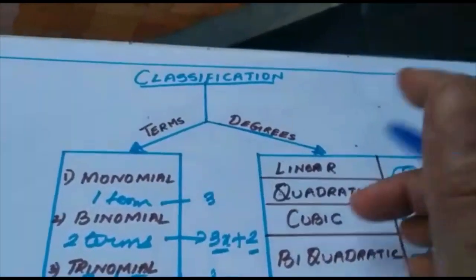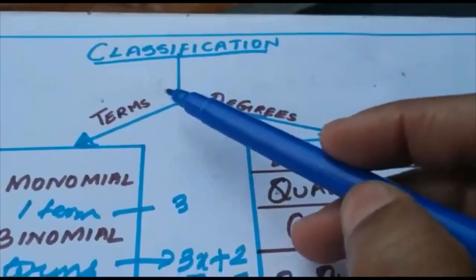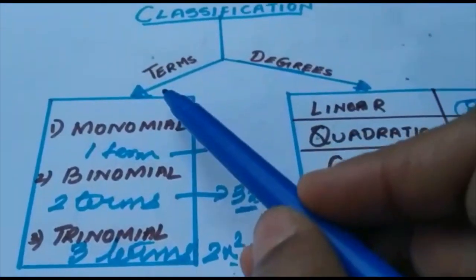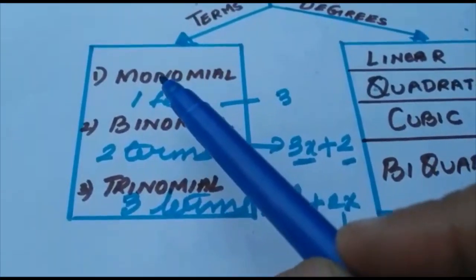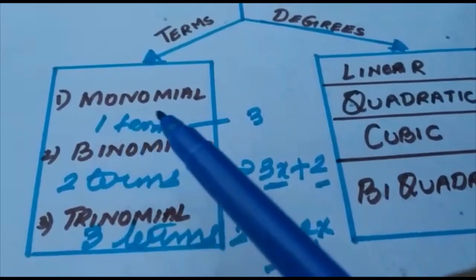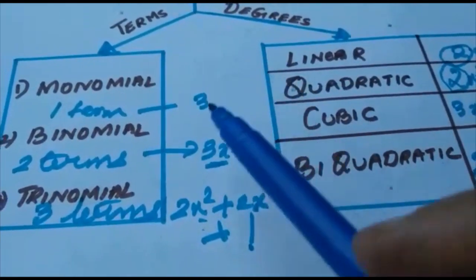Next, classification of the polynomial. The polynomial is classified according to the terms and according to the degrees. According to the terms, again you have learnt in your earlier classes. First one is monomial, which contains only one term. So, can I take the example as 3? It has got only one term.